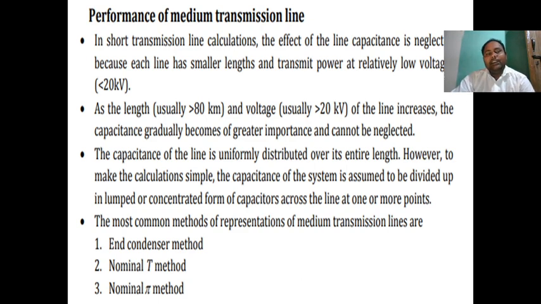While taking the medium transmission line, the capacitance of the line is uniformly distributed over its entire length. However, to make the calculation simple, the capacitance is assumed to be divided up in lumped or concentrated form of capacitors across the line at one or more points. The most common methods of representation of medium transmission lines are the end condenser method, nominal T method, and nominal pi method. One by one we will discuss them later.